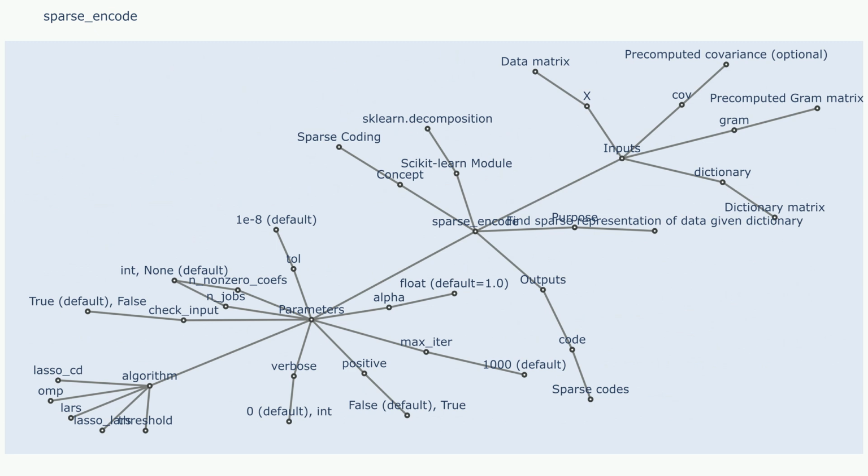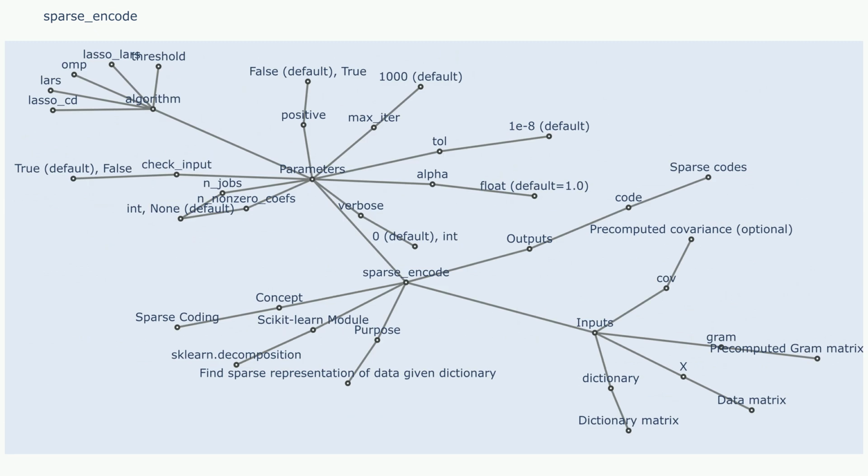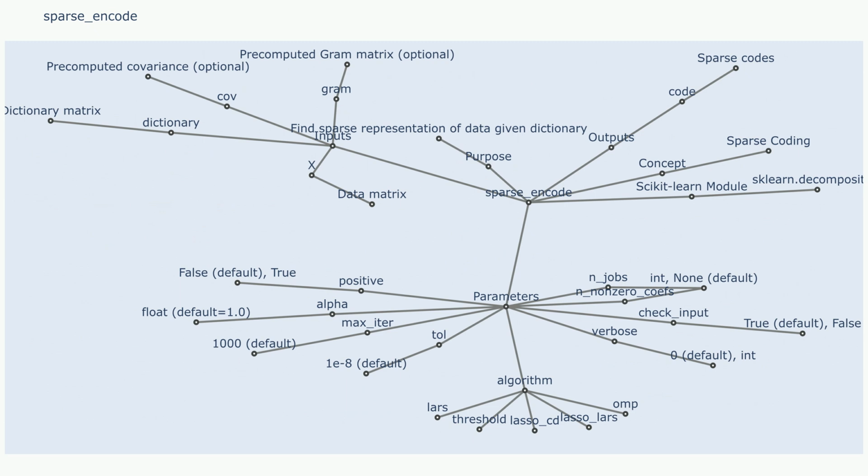Optimization problem: the core of sparse_encode is solving an optimization problem that aims to find the sparse representation of each data point. Min over Z of ||X - ZD||² + alpha ||Z||₁, where X is the data matrix with each row representing a data point, D is the dictionary matrix with each column representing an atom, Z is the sparse coefficient matrix, where each row represents the sparse representation of a data point. Alpha is a regularization parameter that controls the sparsity of the solution. Higher alpha values lead to sparser solutions.